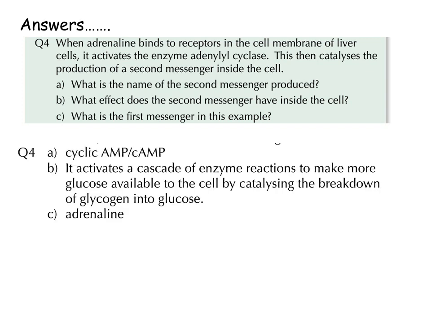So the answer for this is the second messenger is cyclic AMP. The second messenger activates a cascade of enzyme reactions to make more glucose available to the cell by catalyzing the breakdown of glycogen into glucose. So adrenaline is effectively increasing our glucose concentration in the blood. And what is the first messenger in this example? That's going to be adrenaline.